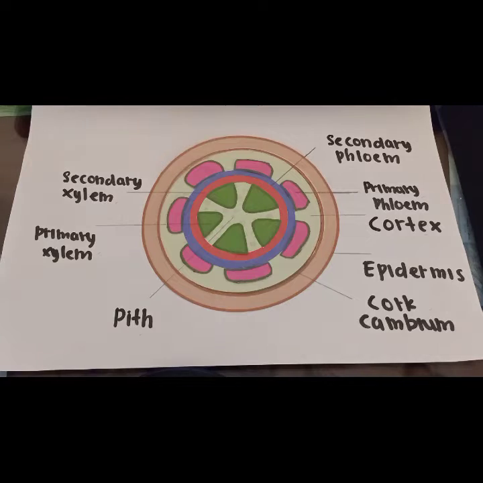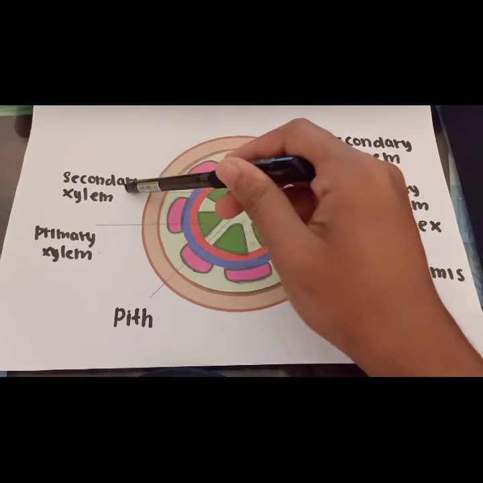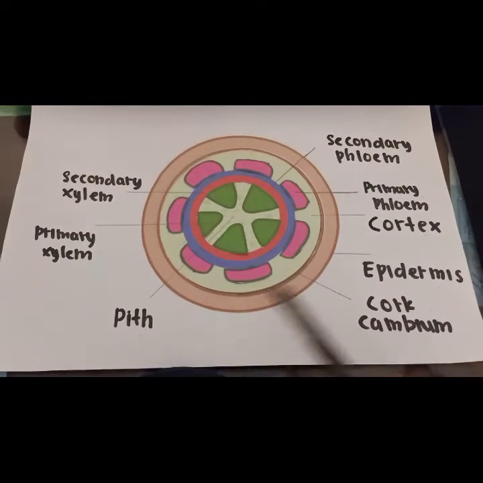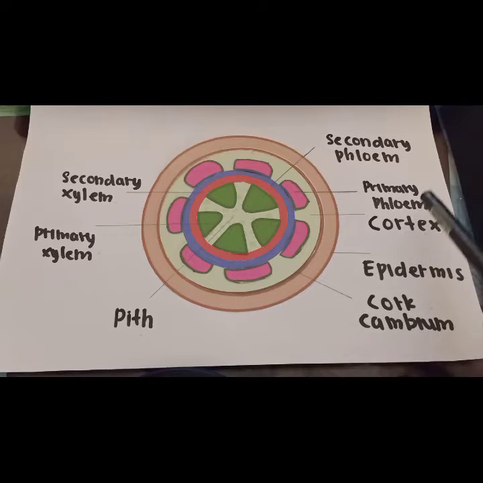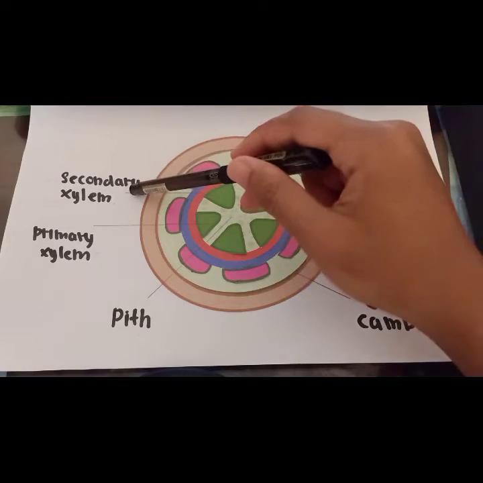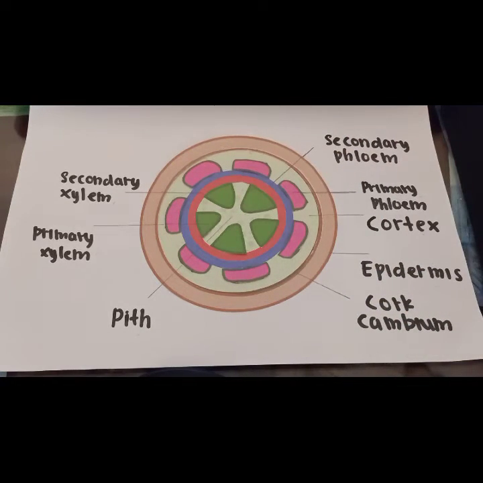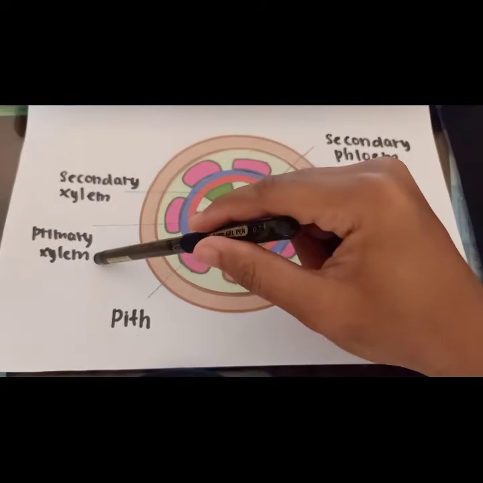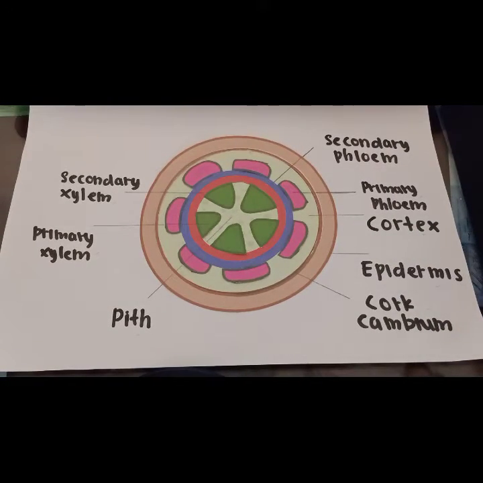So this is the structure and each component of secondary stem, which is, as we can see, there is secondary xylem, primary xylem, pith, cambium, epidermis, cortex, primary phloem, and secondary phloem. Secondary xylem is used as a major tissue for transport of water in the woody plants. This is primary xylem. It is used for the water transportation from root to other part of plants.